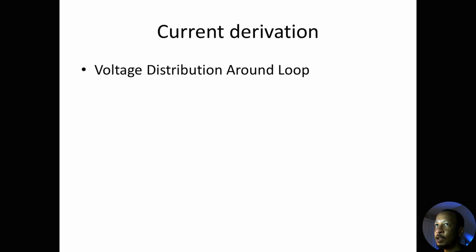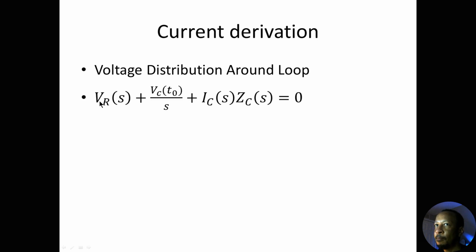So the current derivation, voltage distribution around the loop. VR of S plus VC of T sub 0 divided by S plus IC of S times ZC of S equals 0. Okay, so it's around your loop, and this is the loop equation, or your mesh. This is your equation that comes from going around that loop and seeing what you have there for voltage distribution around that loop, which is actually still a mesh in this case.